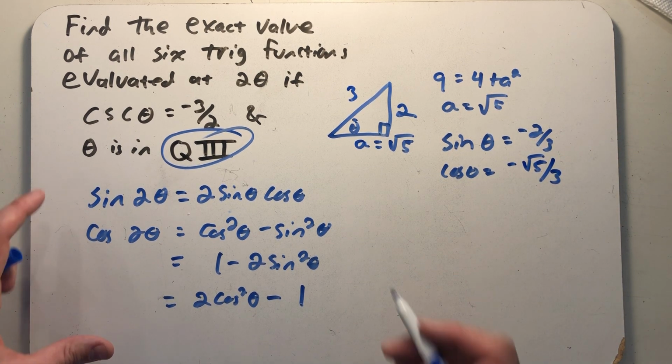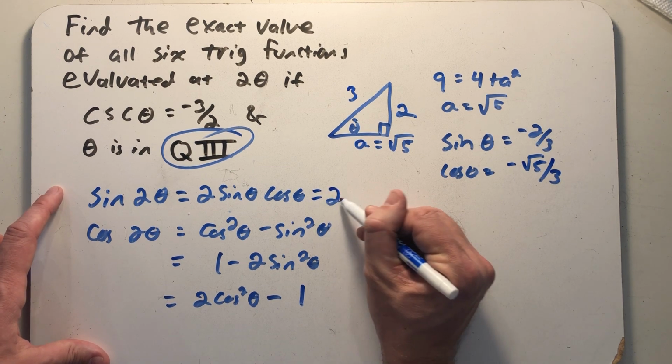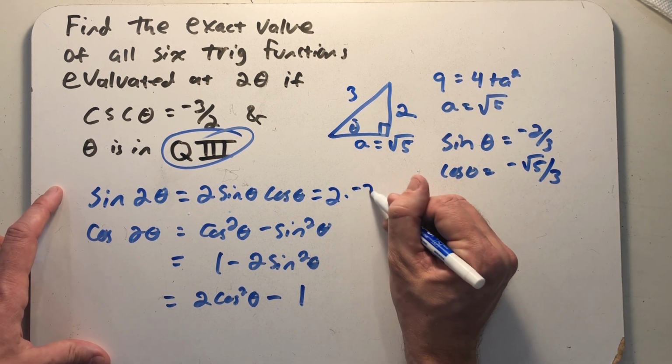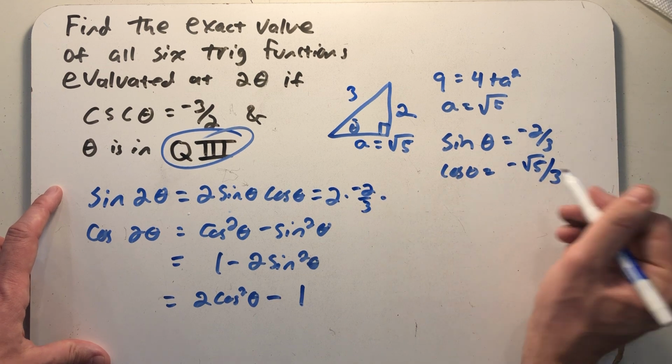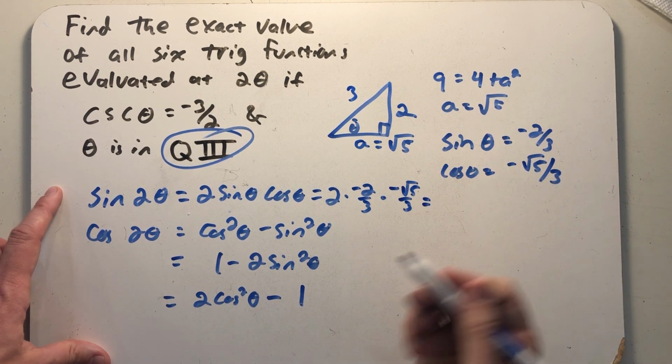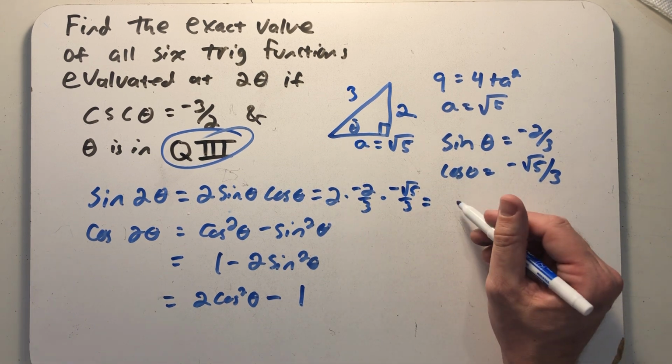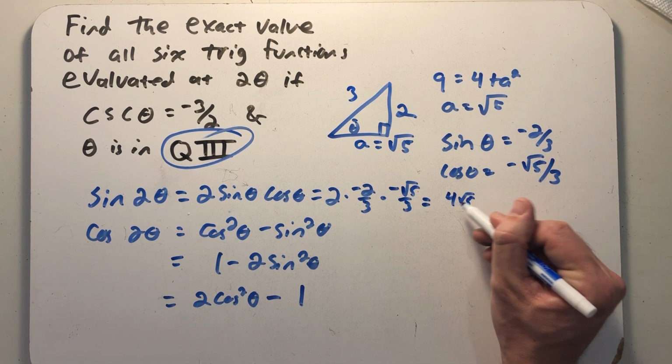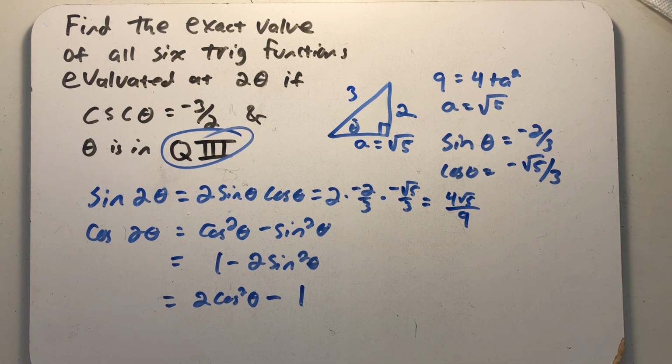All right, the sine of 2 theta is 2 times the sine of theta, minus 2 over 3, times the cosine of theta, minus root 5 over 3. So let's see, that's going to give me a positive 4 root 5 over 9. I found the sine of 2 theta.